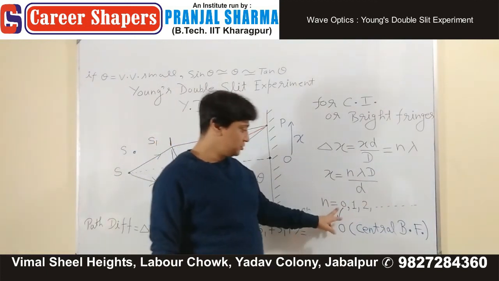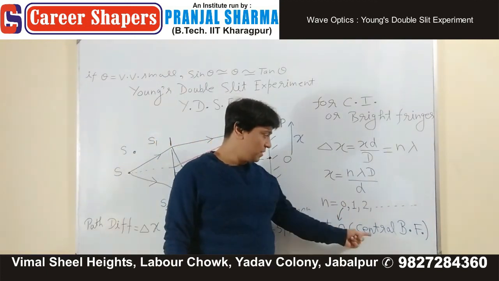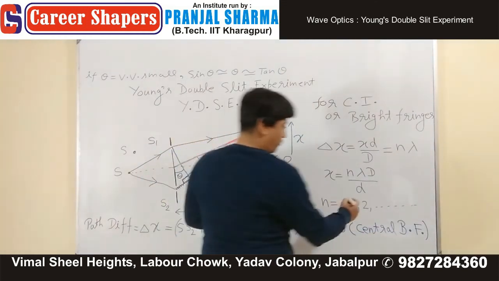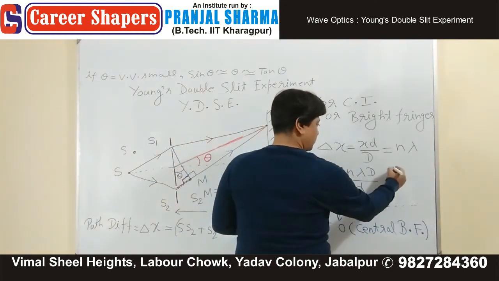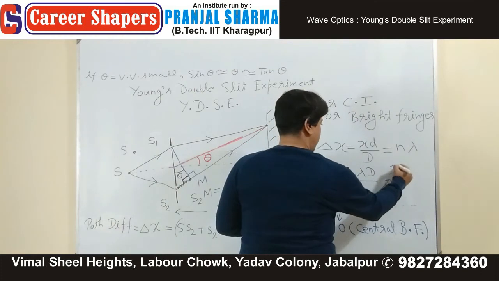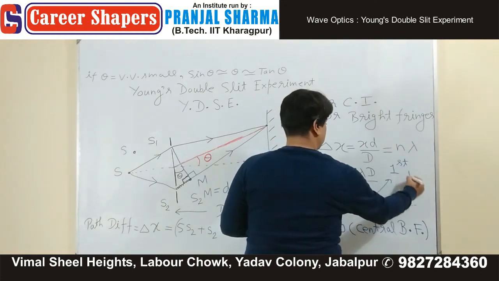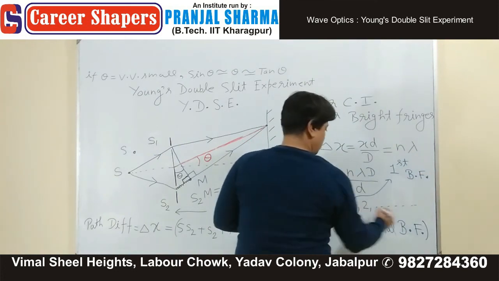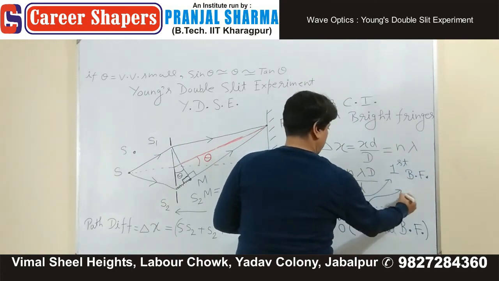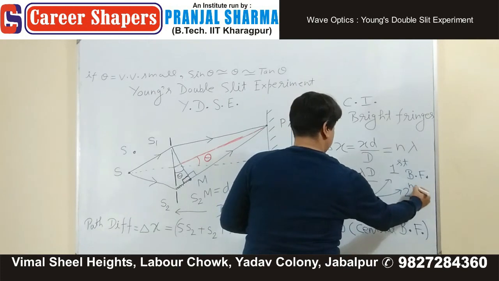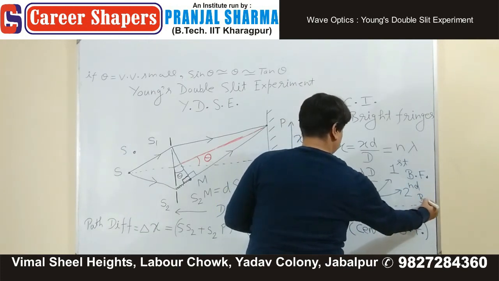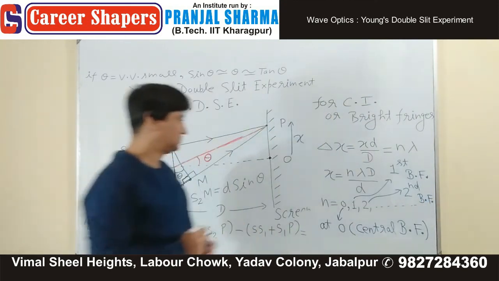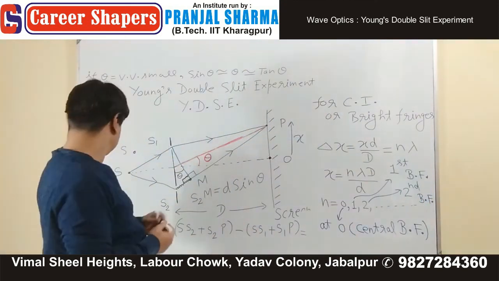So n equals to 0: at O, we have got central bright fringe. 1 is for first bright fringe. 2 is for second bright fringe. And so on. Note down this fast.